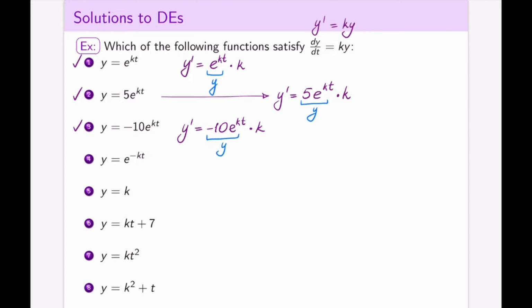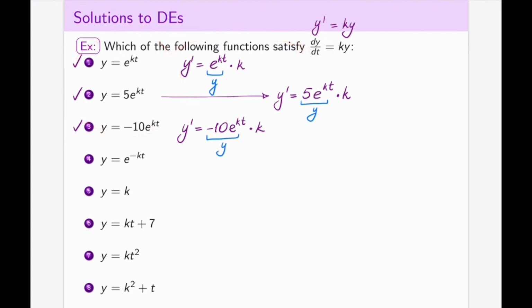So what we notice is that there's something very much in common with these three functions. Each one of them has this e to the power of kt, and the constant doesn't actually make a difference to whether this equation is satisfied or not. All of these functions are in fact solutions to this equation.